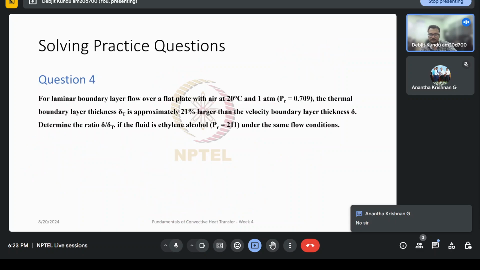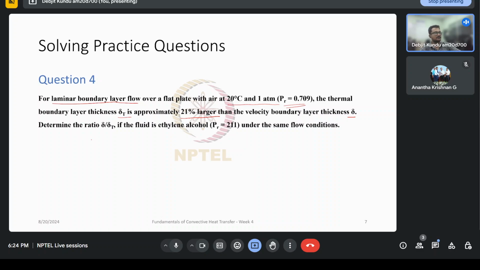So let's move along. We'll move on to question number 4 now, which is asking us that for a laminar boundary layer flow over a flat plate with air at 20 degrees Celsius and 1 atmospheric pressure, which basically means Prandtl number equal to 0.709, the thermal boundary layer thickness delta T is approximately 21% larger than the velocity boundary layer thickness delta. So this information is given.